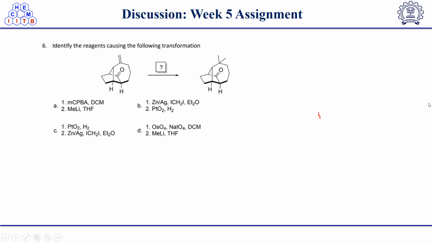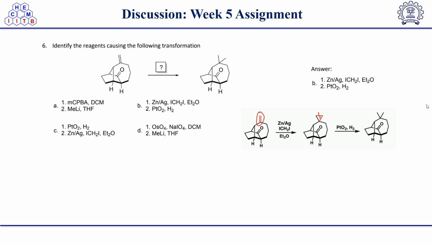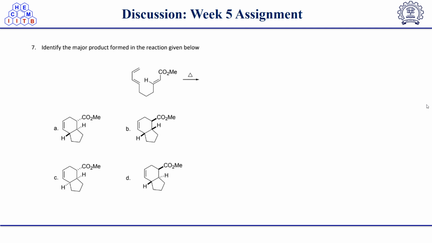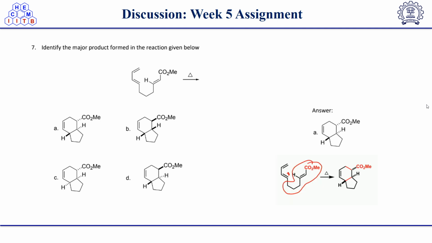And then we saw this carbene formation followed by cyclopropane formation, and the conversion of the cyclopropane into this dimethyl group is carried out by using zinc, silver, and diiodomethane, and then platinum dioxide and hydrogen conditions. Then we saw the Diels-Alder reaction, how it is taking place to give this compound with this corresponding stereochemistry.